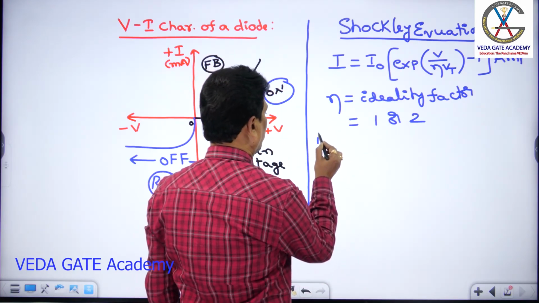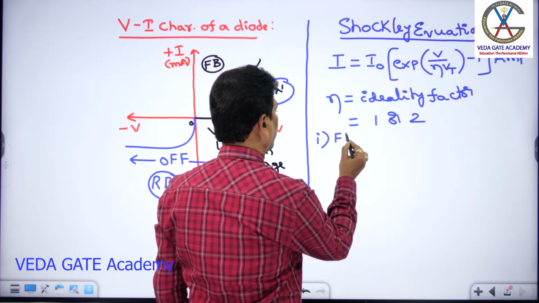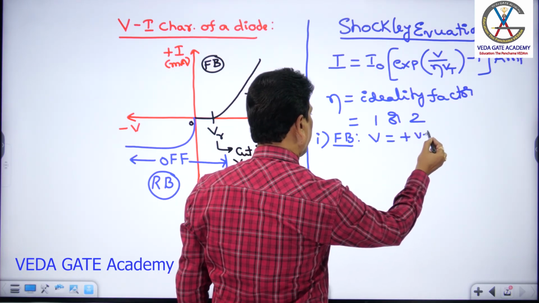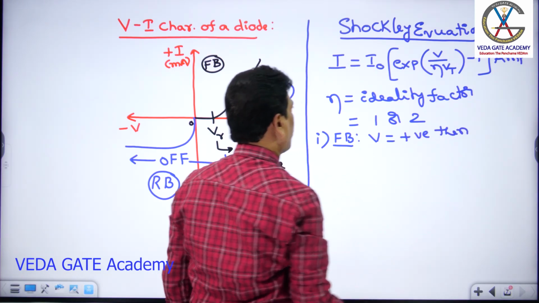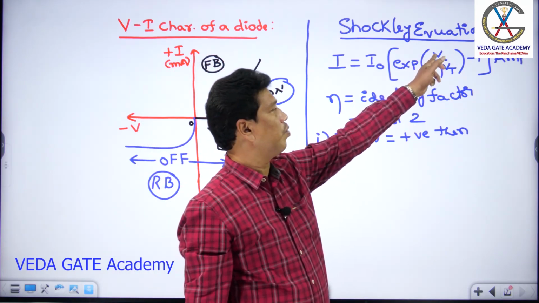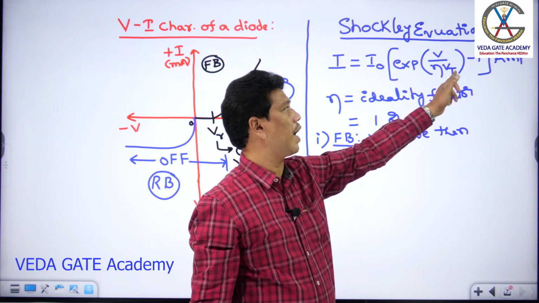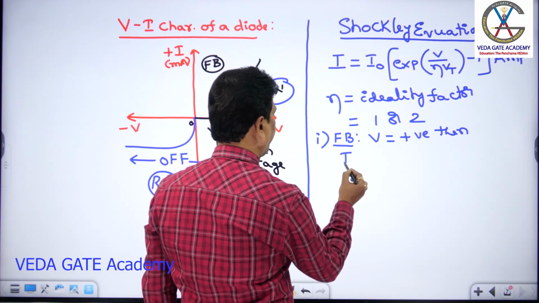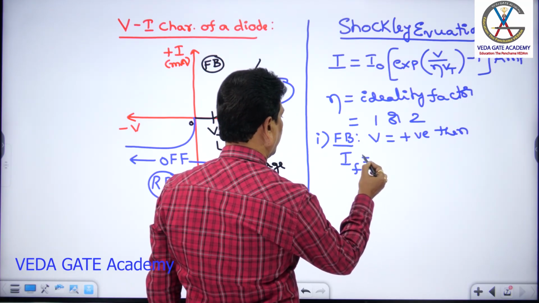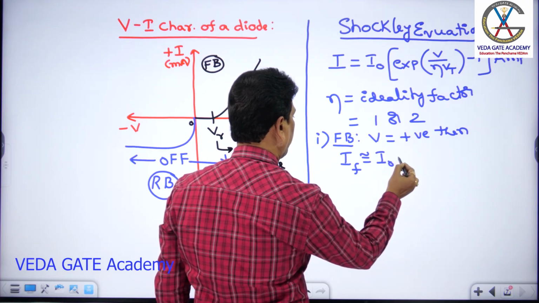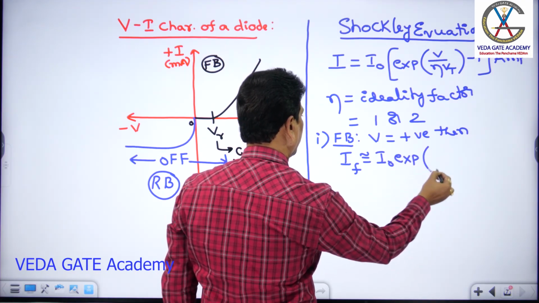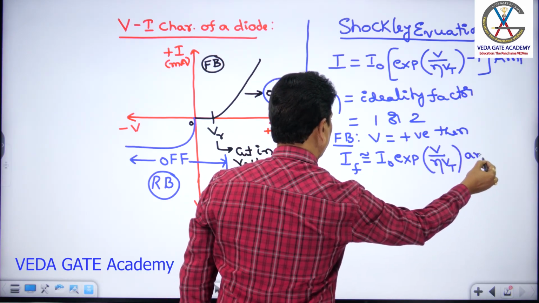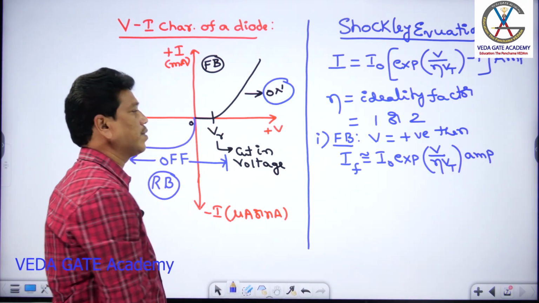For forward bias, V is taken positive, that is the applied bias voltage. Then the approximate equation of current in forward bias: since V is positive, the exponential of this factor is high, so automatically 1 is neglected. So the current in forward bias, IF, is I naught into exponential of V by eta Vt, in ampere.